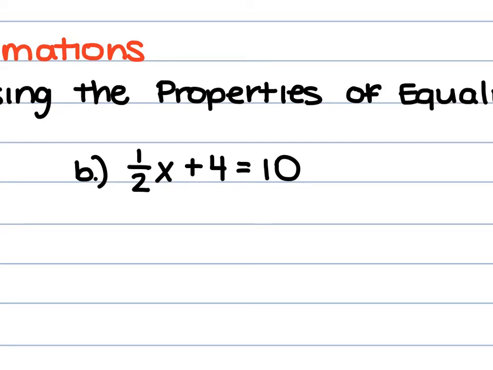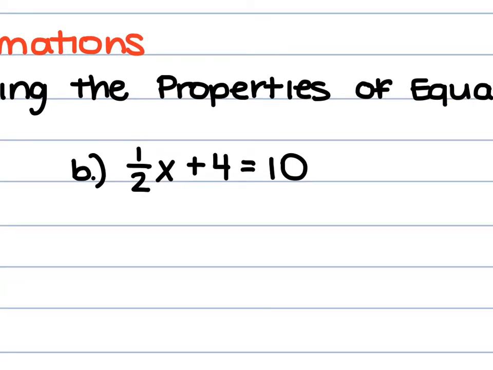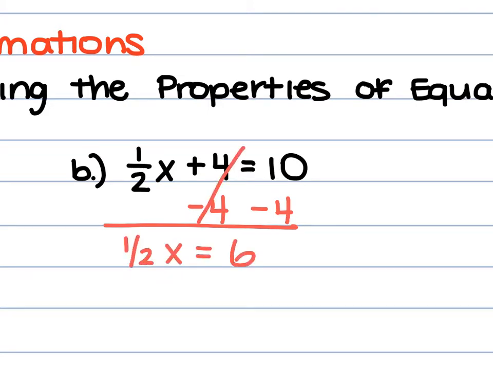For b, we have 1/2 x plus 4 is equal to 10. So again, we're going to undo that addition first before we undo the multiplication of that 1/2. So we're going to subtract 4 from both sides. And we're going to be left with 1/2 x is equal to 6. From here, multiply each side by the reciprocal of that 1/2. Well, the reciprocal of 1/2 is 2. So we'd multiply each side by 2 to get x by itself. And 6 times 2 is 12.